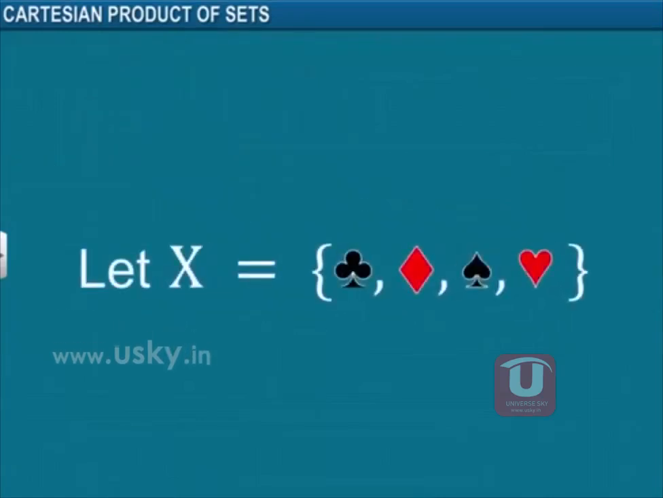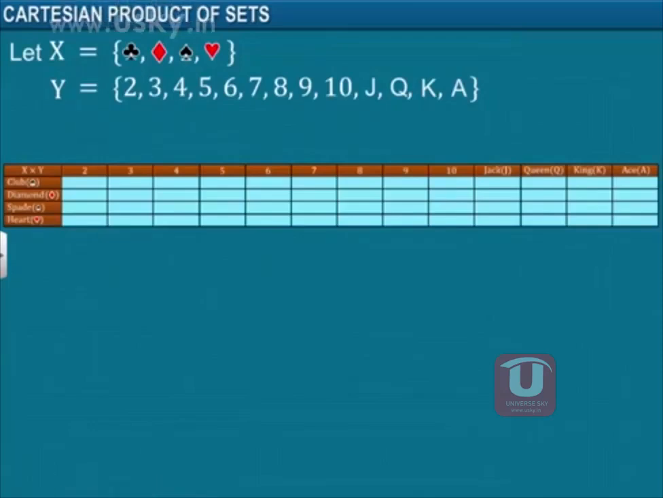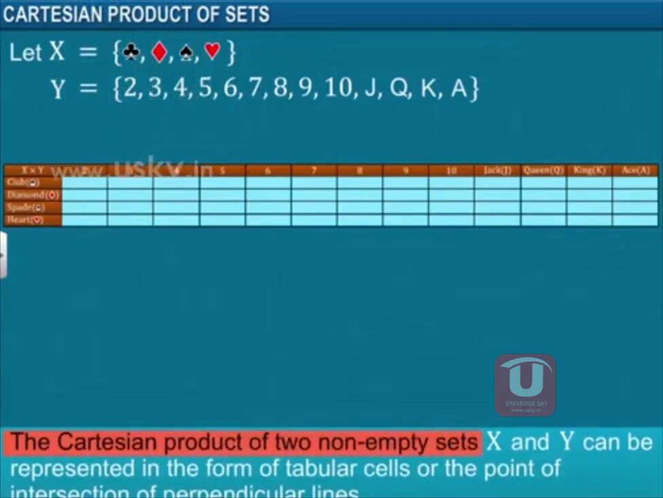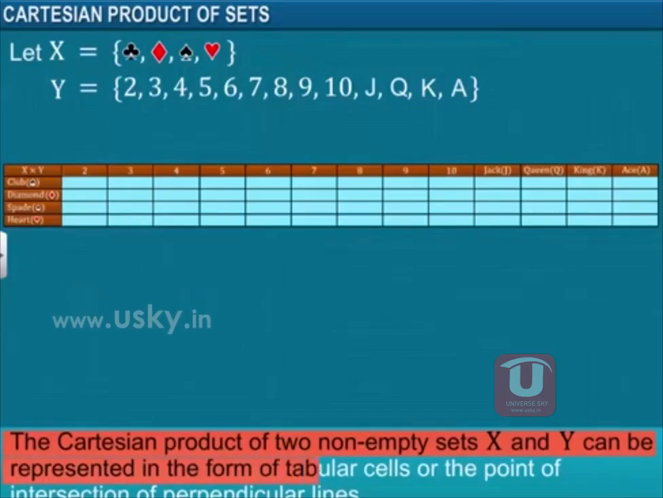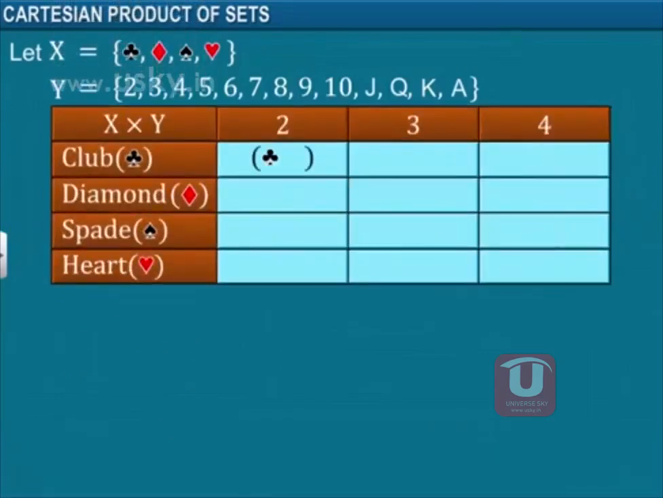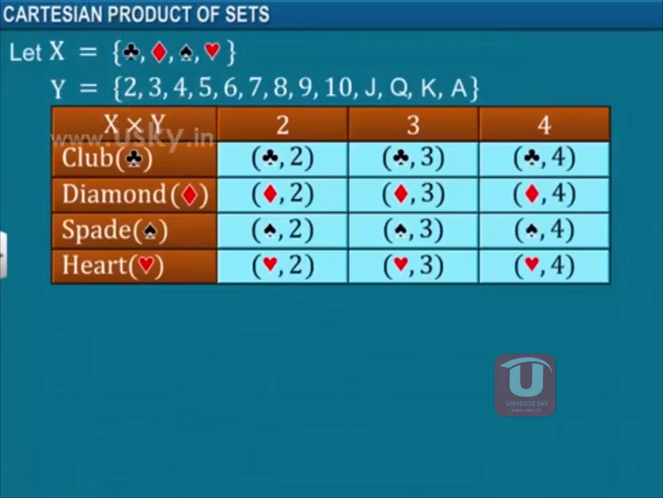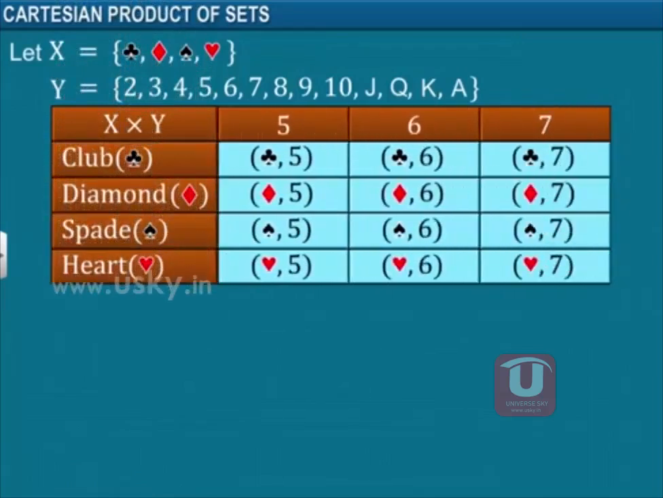Consider X to be the set of 4 different types of cards. Y denotes the set of all the numbers from 2 to 10, Jack, Queen, King, and Ace printed on the cards. The Cartesian product of two non-empty sets X and Y can be represented in the form of tabular cells or the point of intersection of perpendicular lines. In this case, the Cartesian product of sets X and Y will result in the set of all 52 playing cards as shown in the tabular form.